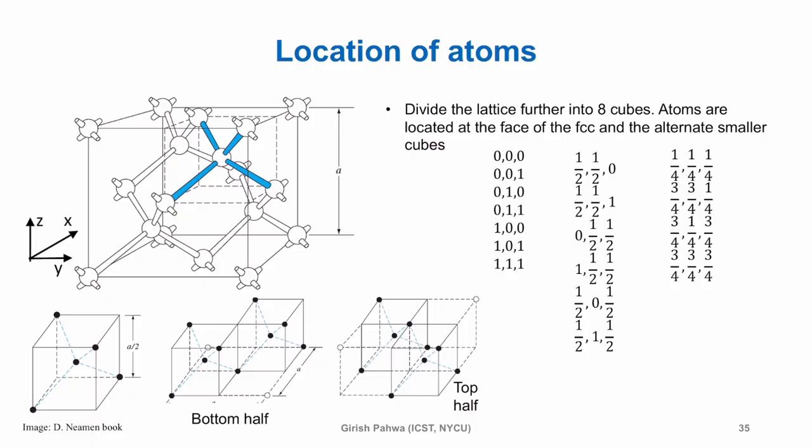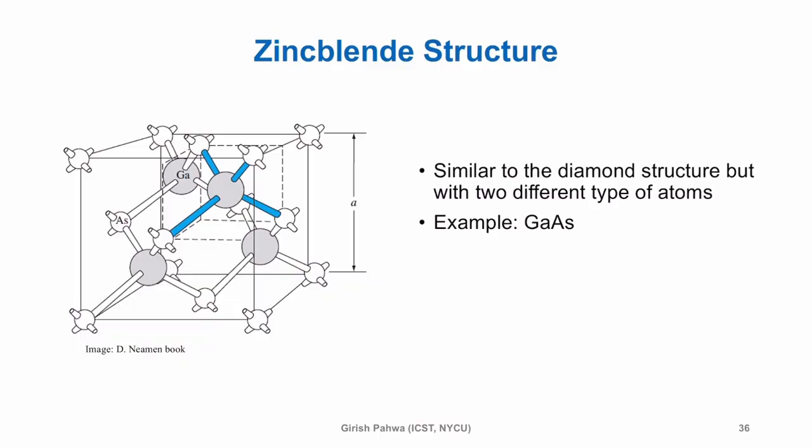But what will happen? Of course, because there are 2 types of atom, gallium and arsenic, they will be located at, again, different positions. That type of structure is called zinc blende structure. When you don't have one type of atom, but it's still a diamond-like structure, that's called zinc blende. For example, in this gallium arsenide, gallium atoms are inside, and arsenic is forming the outer FCC.